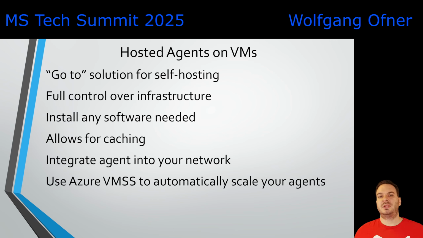I said before that you have to take care of the scaling. So if the one agent is running out of resources, you want to add more agents. And in Azure, we can use virtual machine scale sets. That's basically a copy of your VM. So if the first VM runs out of resources, Azure can automatically add more VMs and also can implement some load balancing. But you also pay for the additional VMs.